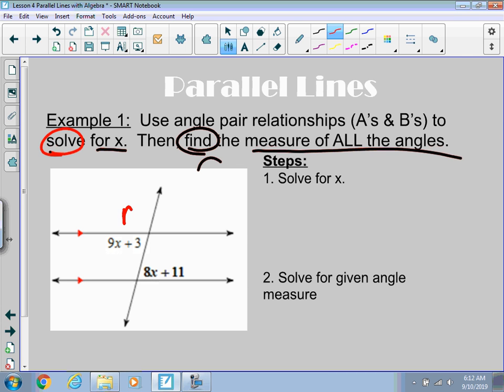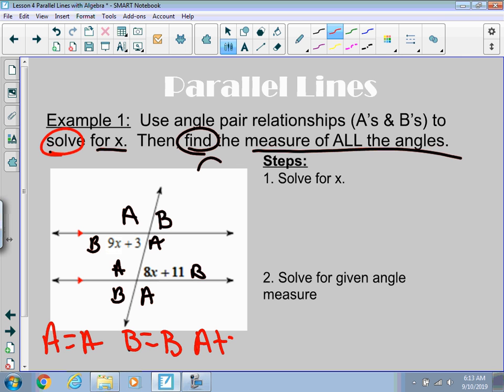So I'm going to put in my a's and my b's. And I notice that I have two b's, which means they're going to be equal. Remember, all a's are equal to a's, all b's equal b's, and a plus b equals 180. Okay, you could also use your vocabulary here. These are alternate interior angles, which means they should be congruent, which is what we said with our b's and a's. So we're going to set them equal.